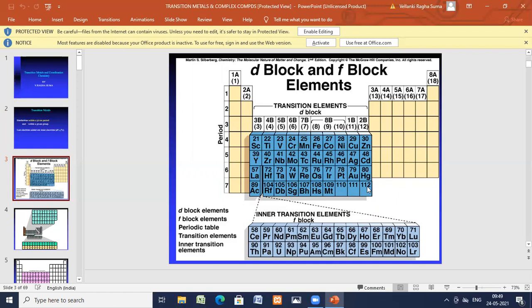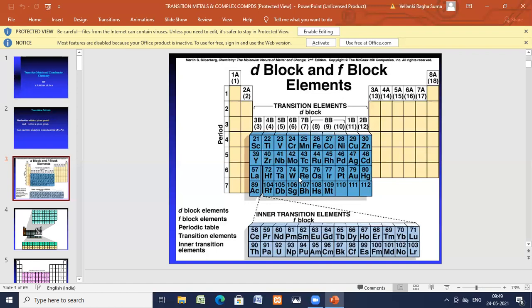So the transition elements correspond to the groups from 3 to 12 as shown in the periodic table. Here you can see the table. These groups, 3 to 12, we have to talk about with respect to the 3D, 4D, and 5D series. The general properties for these transition elements are, these are silvery metals, with the exception of copper.